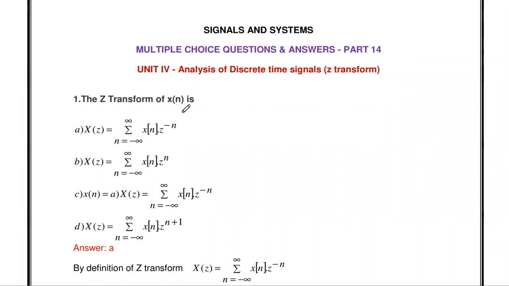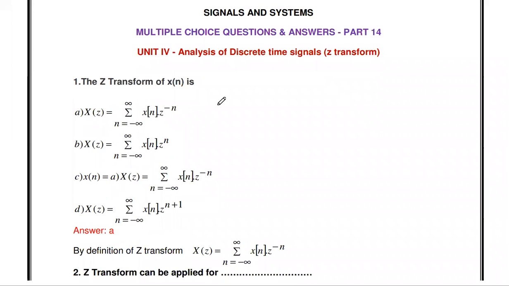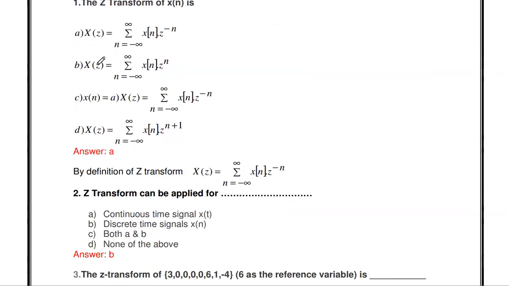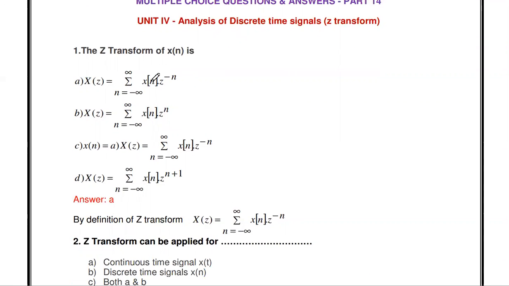The first question: the Z-transform of the sequence x of n is. The formula is given. The Z-transform of x of n can be represented as capital X of z. Capital X of z is equal to summation n equal to minus infinity to infinity x of n z power minus n. Is this correct or not? X of z equal to summation n equal to minus infinity to infinity x of n z power n. This is wrong.